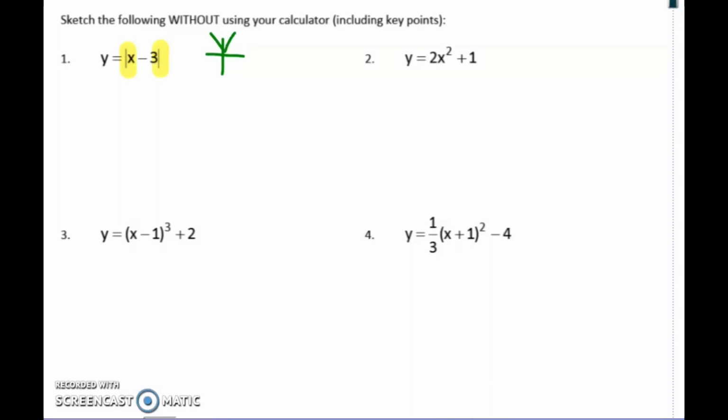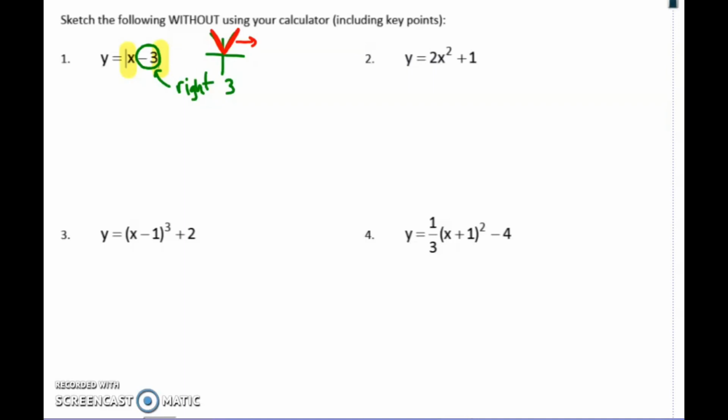I'm going to make a little thumbnail sketch. Next, I have to identify, all right, well, what's going on here in this graph? I have a -3 that's inside the function. So that's a horizontal shift, and that's going to be right 3. So what I have to do now is take this V and shift it right 3 and make a sketch for that.